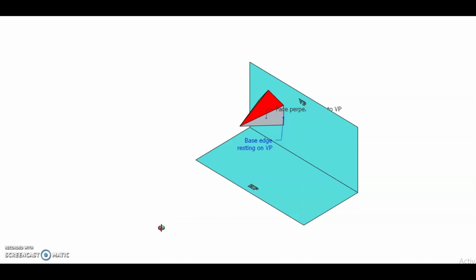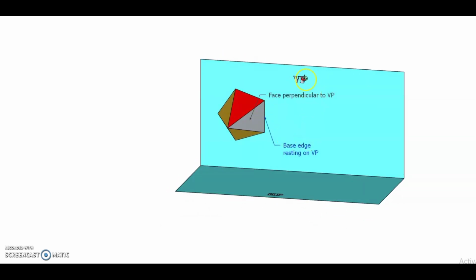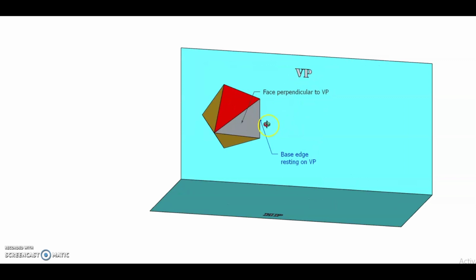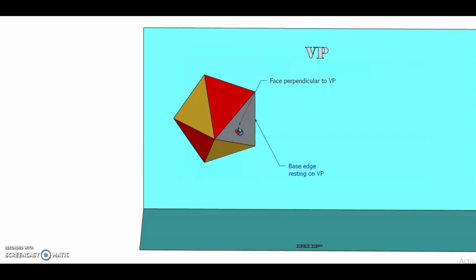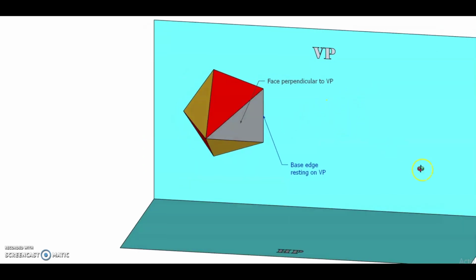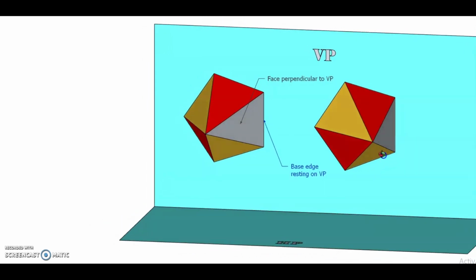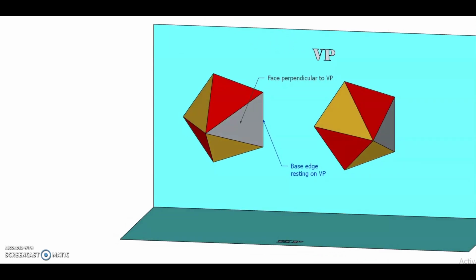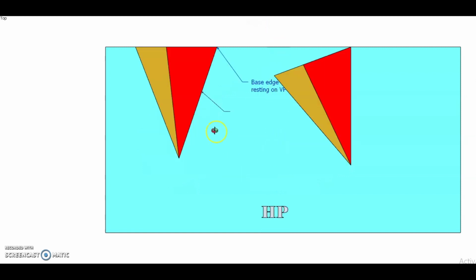Now consider such type of a pentagonal pyramid of which one of the edge is resting on vertical plane, and in inclination this rectangular face should be perpendicular to VP, which is shown as like this one. So this is our final condition. So in front view, in these two situations, the pentagonal pyramid will appear as like this one, whereas top view, this will appear as like this one.